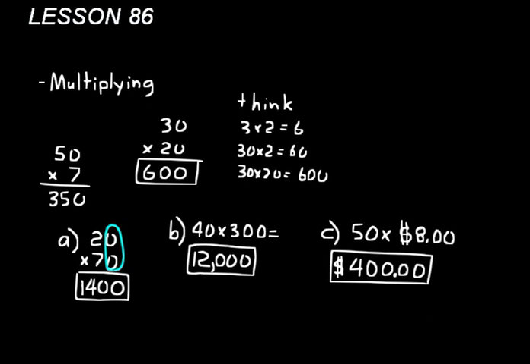Okay, so when you're multiplying with rounded numbers like these, just multiply the two non-zero digits together and then add whatever zeros on that are left over. Okay, well that's all for lesson 86.